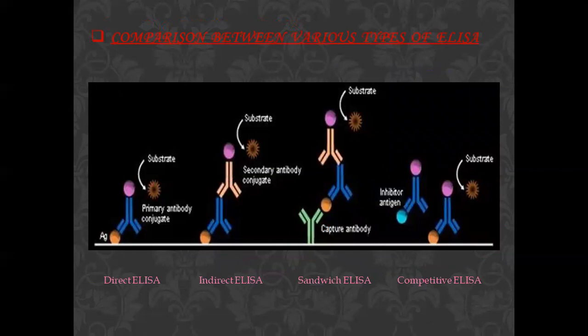So comparison between various types of ELISA: direct ELISA, which is used for primary antibody, then indirect ELISA, which is used for secondary antibody, then sandwich ELISA, which is used particularly for the capture antibody. Both primary and secondary will be used over here. The next, competitive ELISA, which is going to help for inhibitor antigen, particularly over the primary antibody.